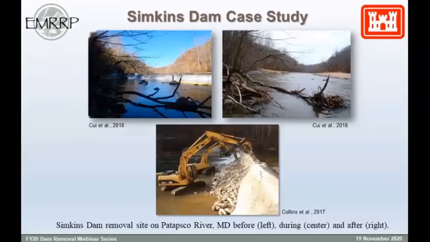So today I'll be talking about the Simkins Dam case study. Here I'm showing three pictures of the site. The upper left is when the dam was still in place. The bottom center picture shows when the dam was being removed, and the upper right picture is what it is now. Basically, the entire dam was removed, and it's a free-flowing river at that location.